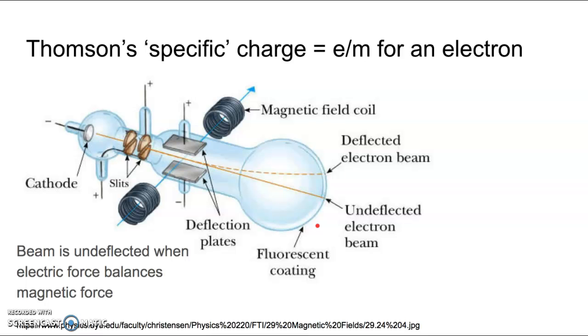The clever thing here was that the two crossed fields were set so that the electron beam actually came out undeflected, and therefore the two forces, the electric force and the magnetic force, were equal and opposite on the electron beam, and that allowed them to calculate e over m. So you're going to get the chance to find out how that was done and get a value for e over m with a simulation later.